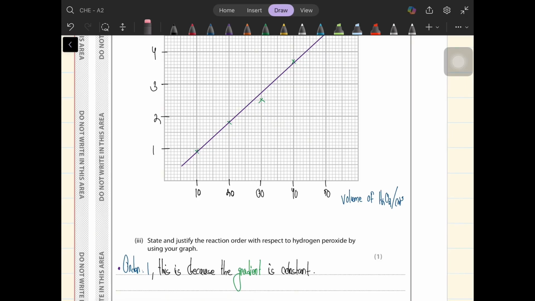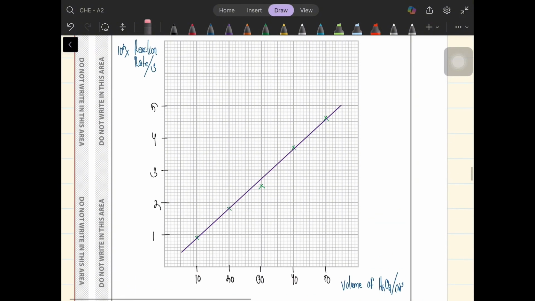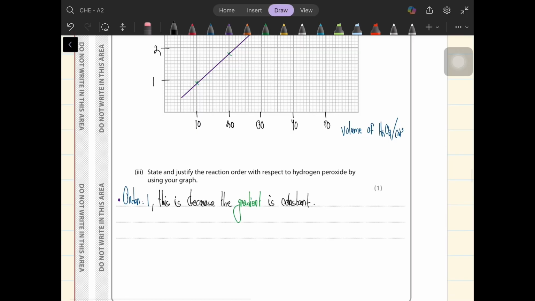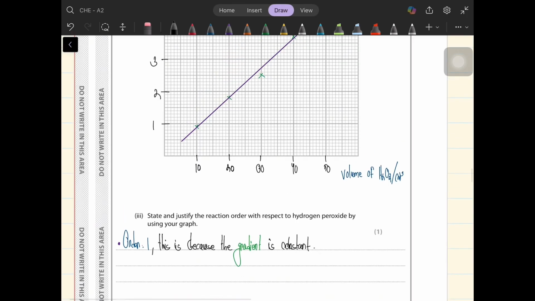State the order of the reaction with respect to hydrogen peroxide. So this is going to be first order, because this is a positive graph with a constant gradient, right? Order 1, this is because the gradient is constant, a positive graph with a constant gradient.